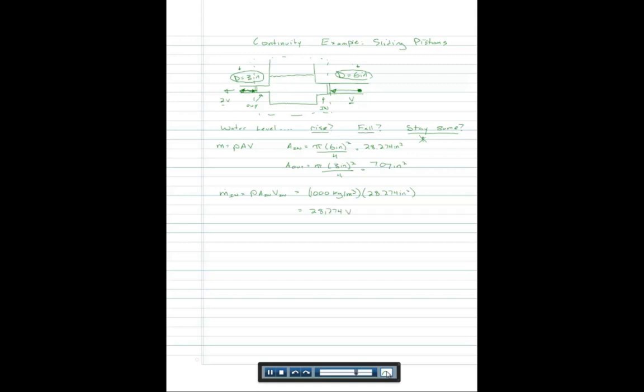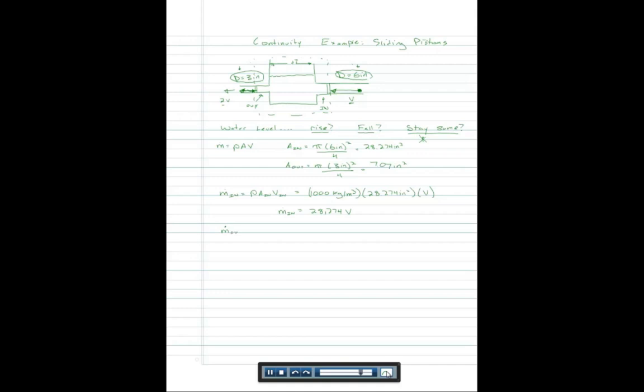So what we have is 28.274 V. I'm sorry, I left off the velocity. The velocity in is just V. So 28.274 V is the mass flow rate in. We're going to have a real weird unit system, but this is all relative anyhow. We just want to know if the water level is rising, falling, or staying the same. We haven't been asked the rate at which things are changing, and we couldn't find it anyway because in this example we don't know the diameter. That's not specified, but that's okay. We don't have to know it to know whether the water level is rising, falling, or staying the same.